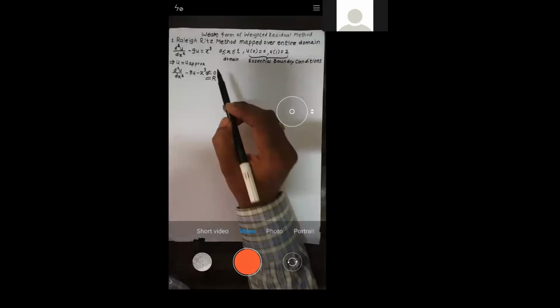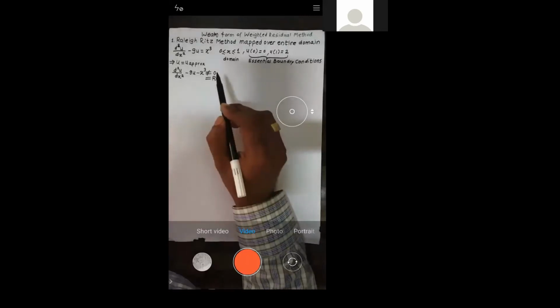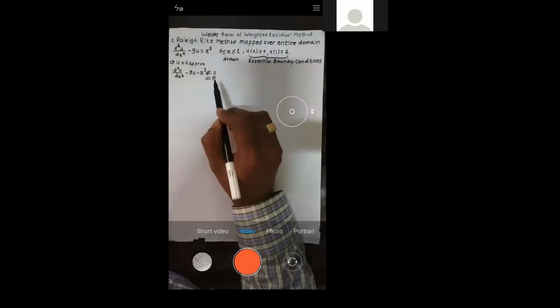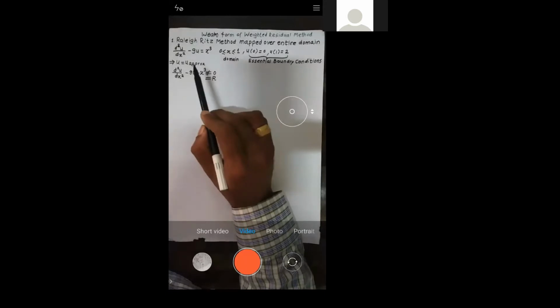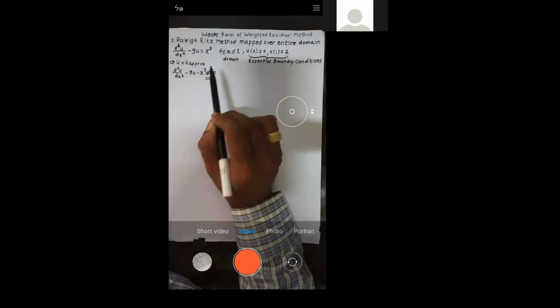See, this right hand side is not equal to 0. That means there is some error, and that error is a residue. Now I want that residue to be equal to 0. When my residue is equal to 0, then my approximate solution becomes an exact solution, so this right hand side becomes equal to 0. Is it okay?